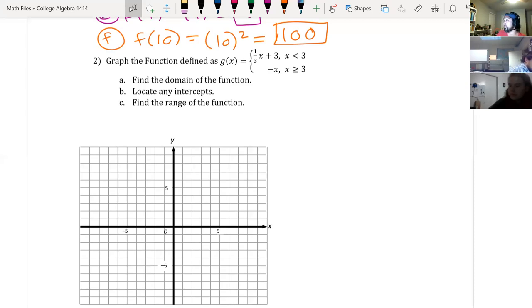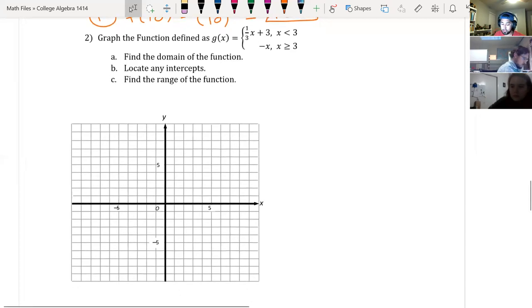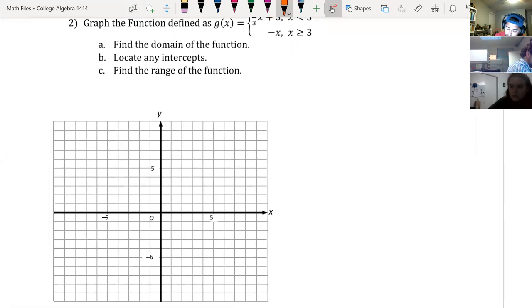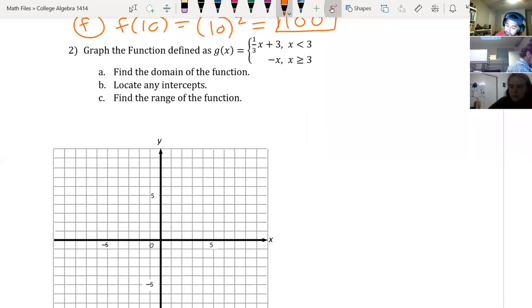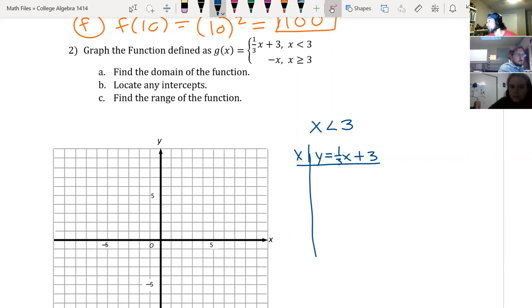In order to graph a piecewise function, one of the easiest ways to do this is to make xy charts for both functions. I'll start with the first part of the piecewise function, and I'll say x and y equals 1/3 x plus 3. Right above it, I'm going to put the restriction so it reminds us what values we can use. It says we can only choose numbers that are less than 3. So this means that I'm going to start at 3.